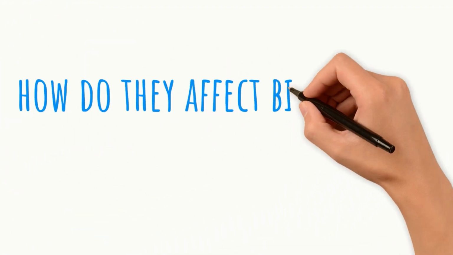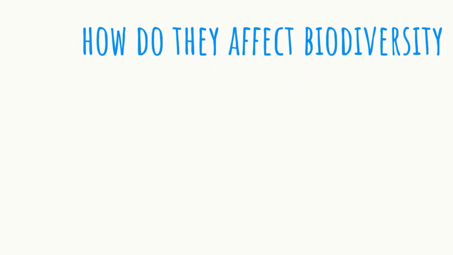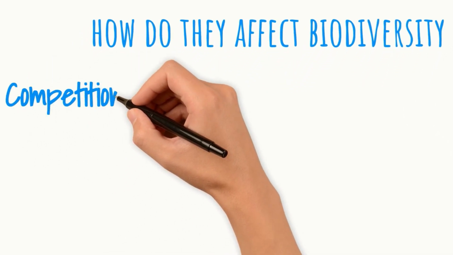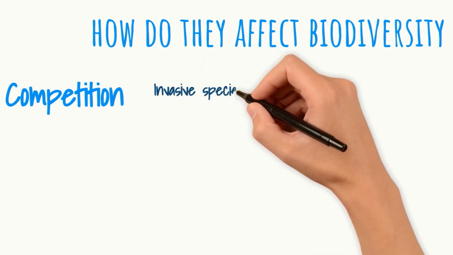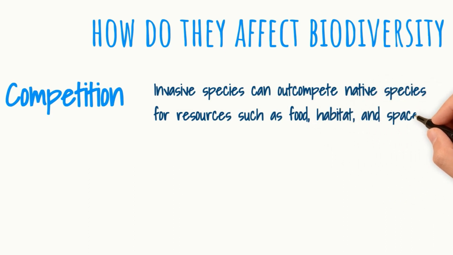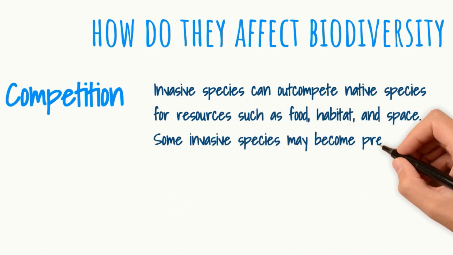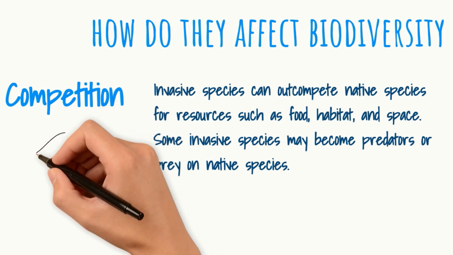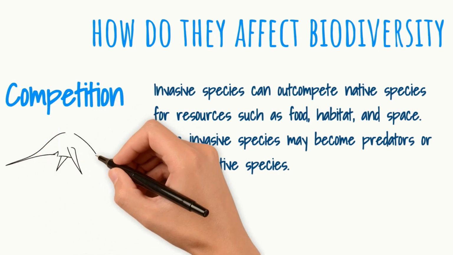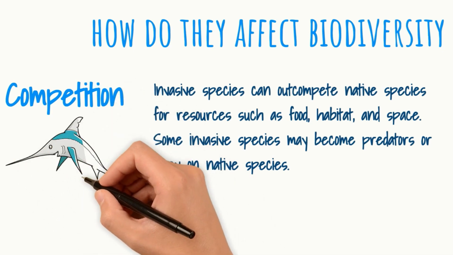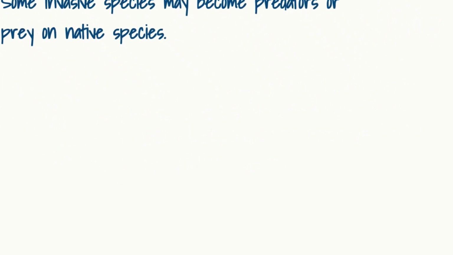There are 3 ways in which they affect biodiversity. Invasive species can outcompete native species for resources such as food, habitat, and space. They may have traits that give them a competitive advantage, such as faster growth rates, higher reproductive rates, or novel adaptations. This competition can lead to a decline in native species populations, as they struggle to survive and reproduce in the presence of the invaders.